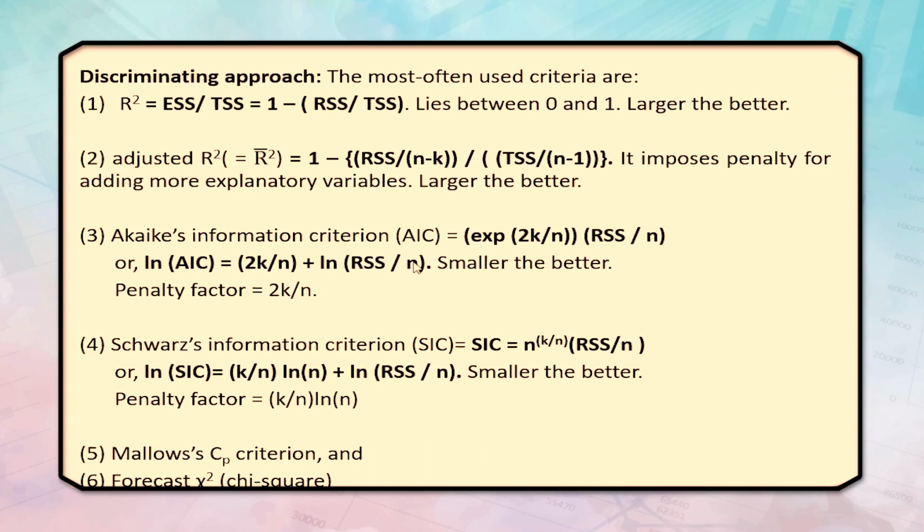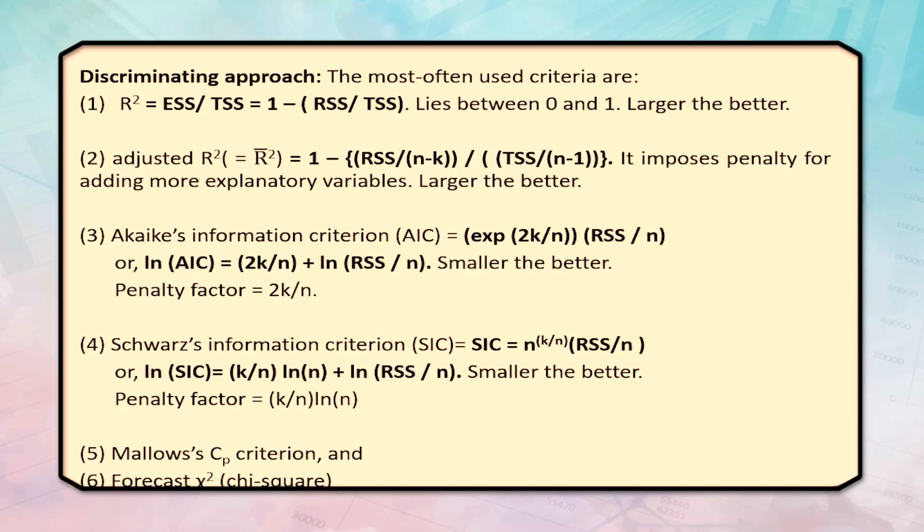RSS by n may be small, but if 2k by n compromises that, then we do not have a small AIC. Interesting to note, AIC is a criteria such that the smaller the value of AIC, the better the model is. So, here, unlike R square or R bar square, we are interested in getting smaller values of Akaike information criteria. So, as you can see, we have noted here: smaller the better.